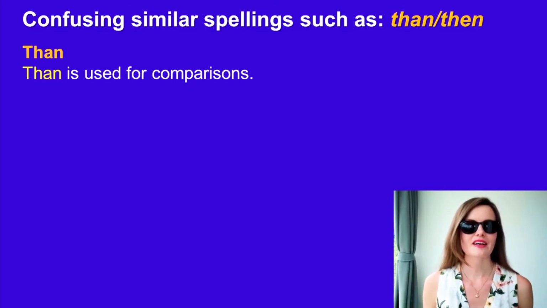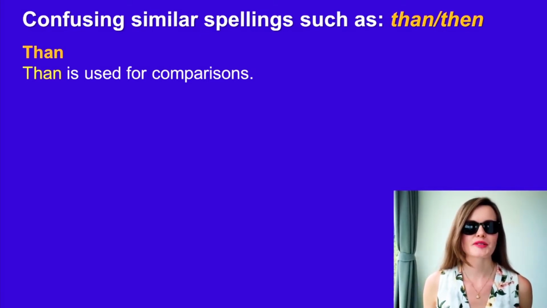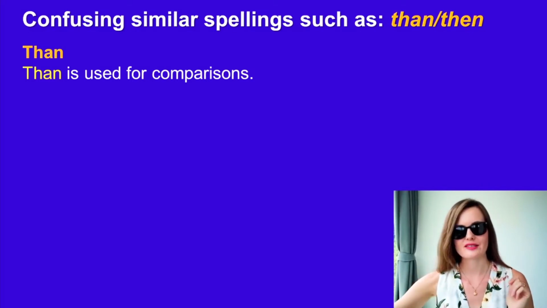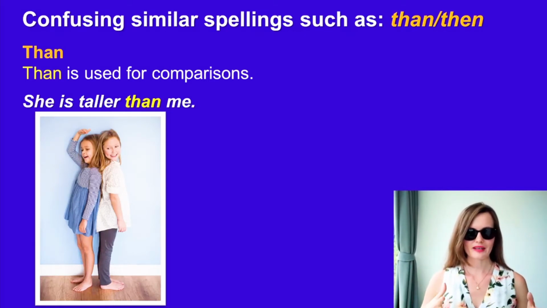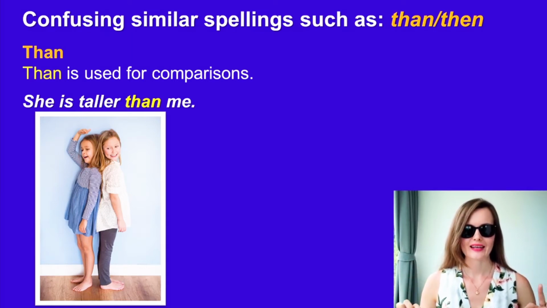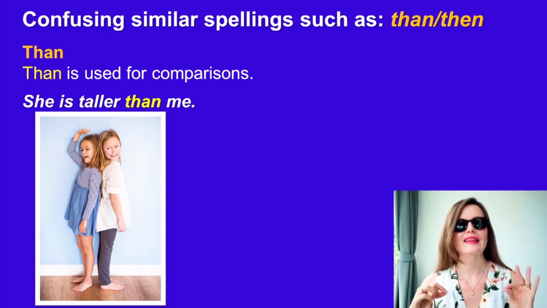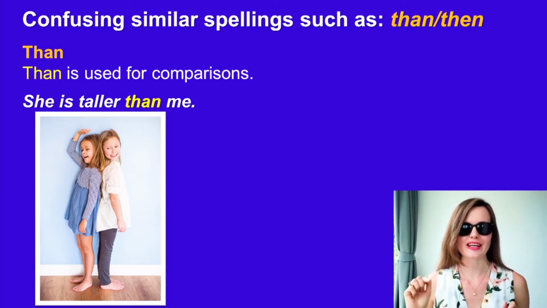This is the mistake that I struggled with until I clarified the rules. So than, which is spelled with an A, is used for comparisons. For example, she is taller than me. When you want to compare something, you use than with an A. And you say, she is taller than me. Please pay attention to the spelling, T-H-A-N. She is taller than me.